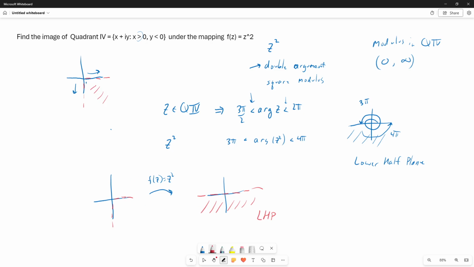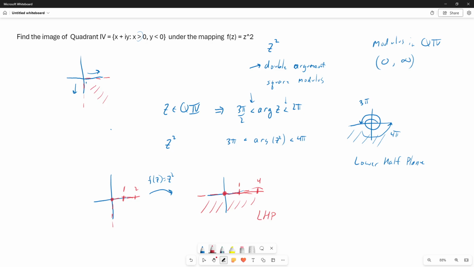Let's just look at this in a little bit more detail. If we take the boundary points of the fourth quadrant, then they should map to the boundary points of the image. So one boundary point is 0, and squaring 0 lands us at 0. And how about a positive real number like 1? That will land us at 1. And other real numbers like 2 will land us at 4. And all of the positive real numbers will land us on the positive real axis.